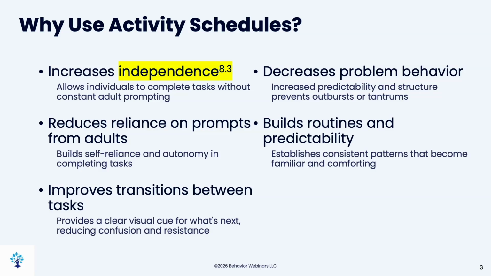So, when we can help somebody understand where we're going, what we're doing day to day within their schedule, it will decrease this problem behavior. It builds routines and predictability, which will establish consistent patterns that become familiar and comforting. A lot of autistic adults have expressed that the more routine they have, the easier time they have. And so it is something that that specific disability has found to be really helpful, the more routine they have.